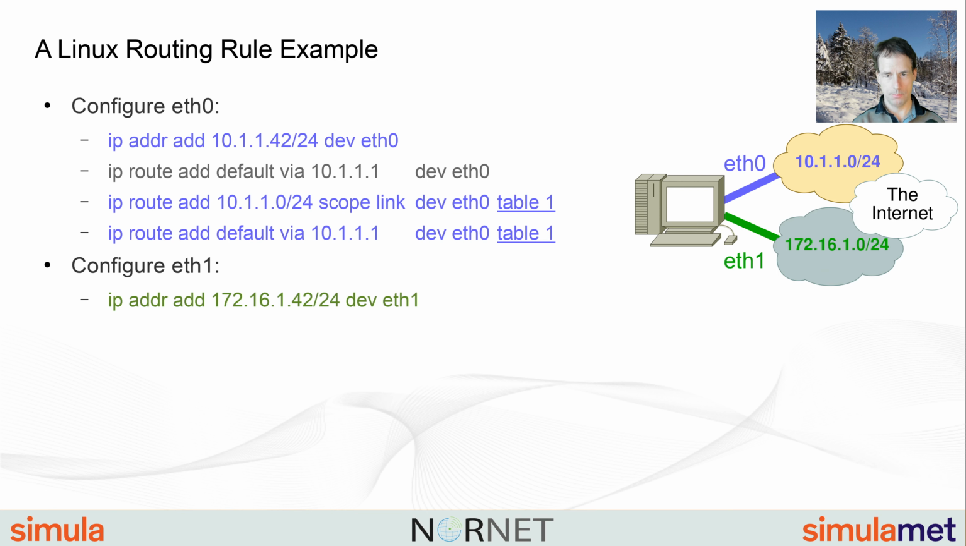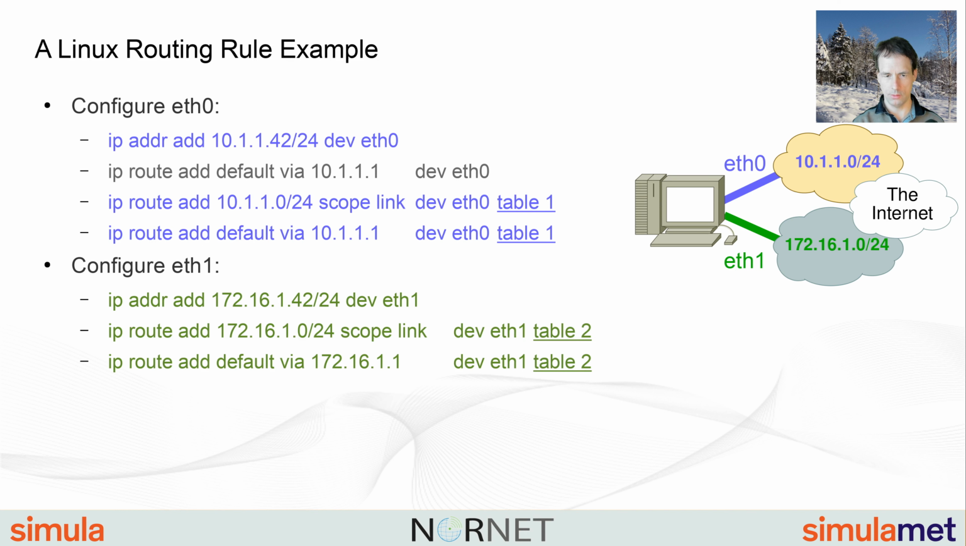We can do the same with Ethernet 1 as well. In this case, 172.16.1.42 as /24 network with a default route. And we put this information into table number 2, that is link scope, as well as default route. So now, in addition to the main routing table, we also have two other tables, table 1 and table 2, corresponding to ISP 1 and ISP 2.